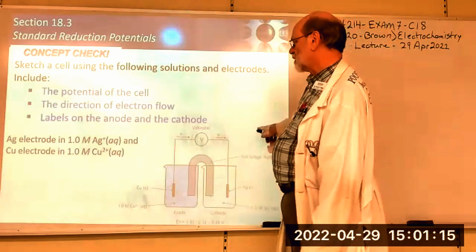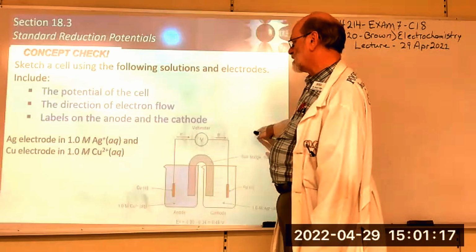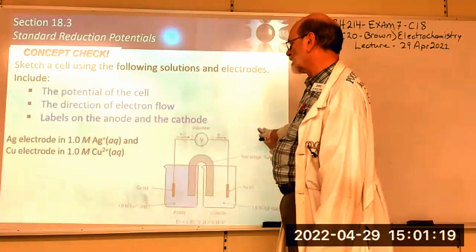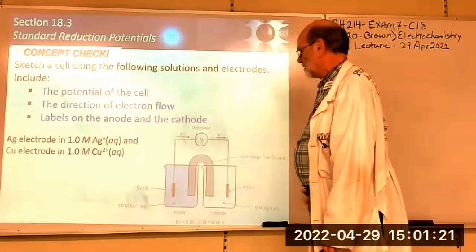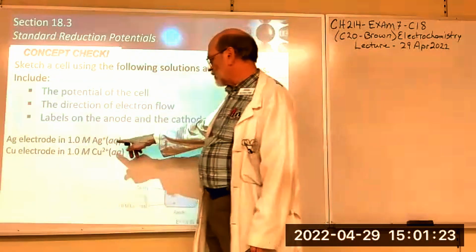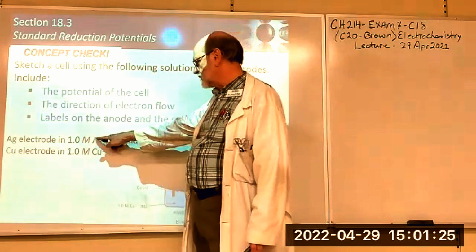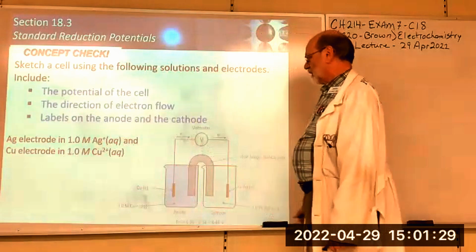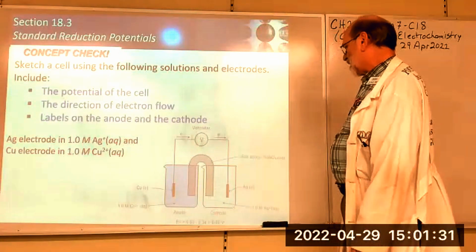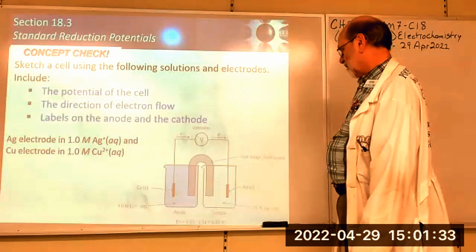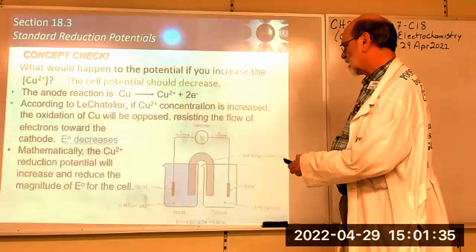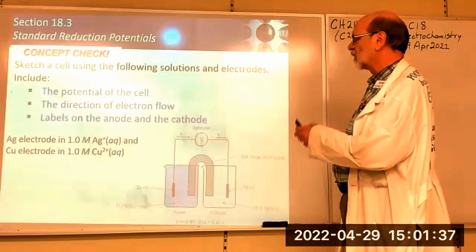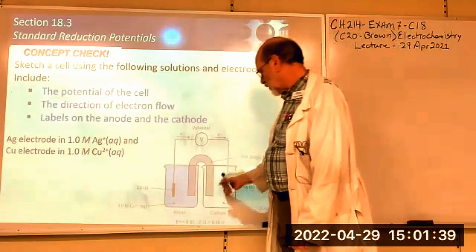So what are we doing here? Sketch a diagram, show the direction of flow, and label everything. So if we have a silver electrode and silver solution at 1 molar and copper ions at 1, what you need is to know the voltage. And is that given? Not given.